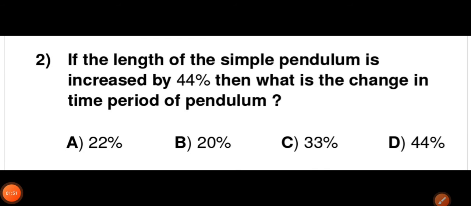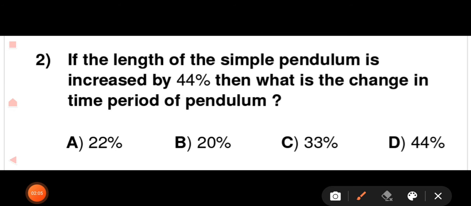Now we'll see the second question. The second question says: if the length of a simple pendulum is increased by 44%, what is the change in the time period of the pendulum? Option A 22%, option B 20%, option C 33%, option D 44%.